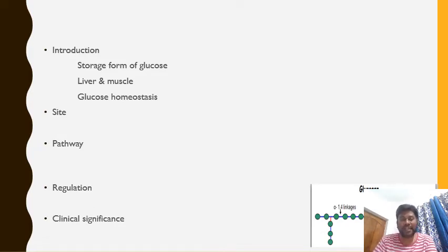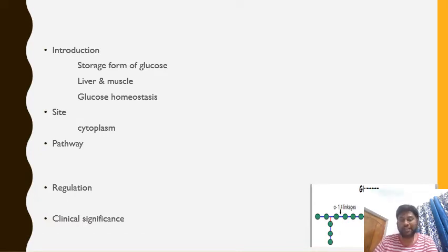Next, we will move on to the site. Just now I told you that glycogen is stored mainly in liver and muscle. So the pathway of glycogen metabolism takes place mainly in liver and muscle. Within these liver and muscle cells, it takes place exclusively within the cytoplasm. So most of the enzymes involved in glycogen synthesis or glycogen breakdown are present in the cytoplasm. So the pathway takes place mainly in the cytoplasm.